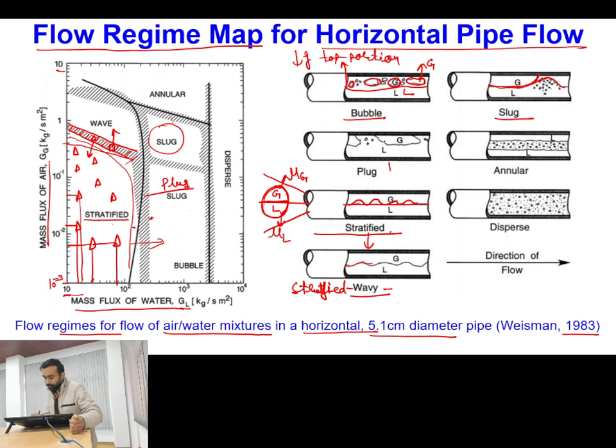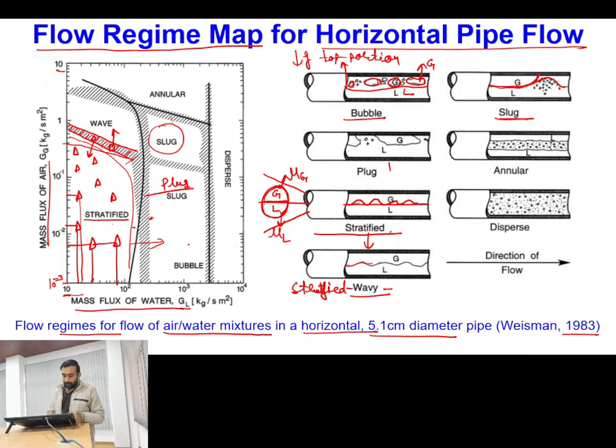Plug means when you have a bigger bubble and that bigger bubble is moving. But when that bigger bubble is growing and trying to displace the liquid also below the pipe, then it becomes a complete slug. So at very high gas flow rates, once gas also starts displacing the liquid, we get nothing but a slug. Is this one clear?